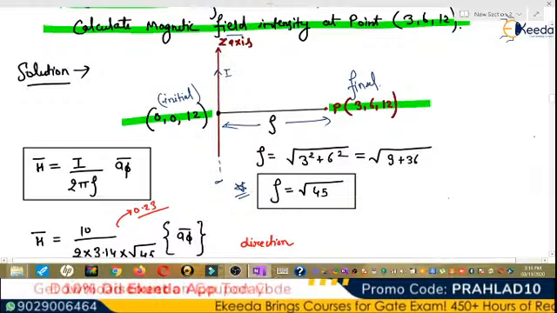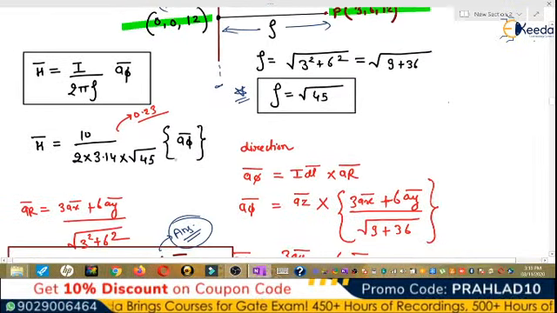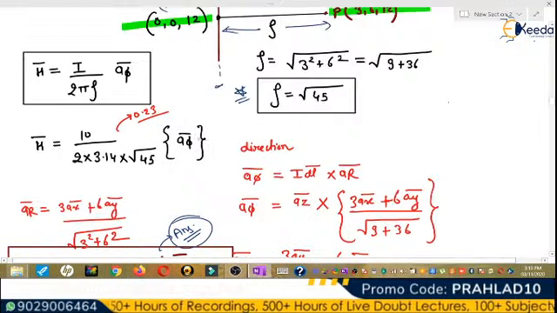So H is I by 2 pi rho in the direction a phi. So it is 10 by 2 pi, where pi is 3.14, into rho. Rho is under root of 45, and a phi vector.